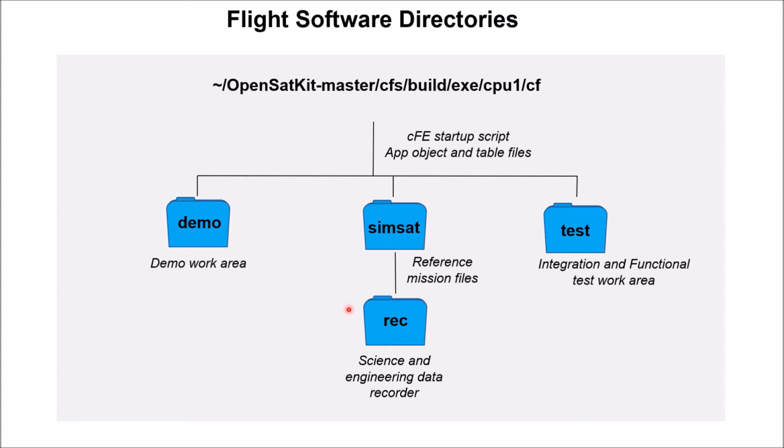If an app demo needs files to be opened or automatically generated, then the Instrument Simulator or iSim app is a convenient way to produce science files in a recorder directory. The test directory is used for integration and functional test.